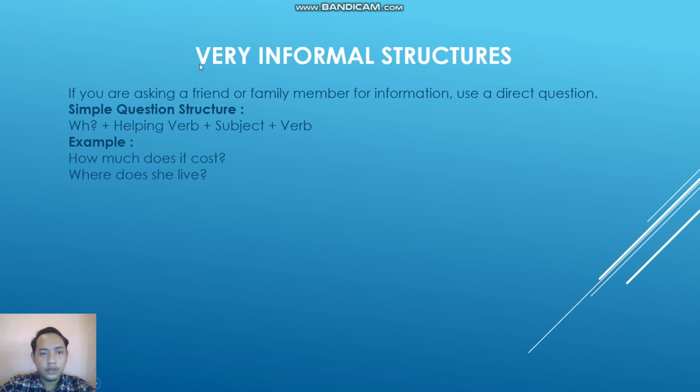So the first one is a very informal structure. If you're asking a friend, a family member, a relative, or someone close to you, you can simply use a direct question. The structure is WH plus helping verb plus subject plus verb, just like in these two examples. How much does it cost? Where does she live? The WH words are how and where, the helping verbs are does and does, the subjects are it and she, and the verbs are cost and live.